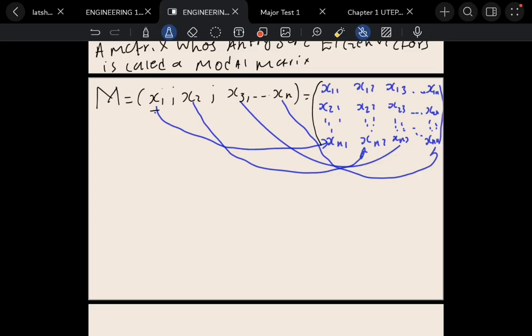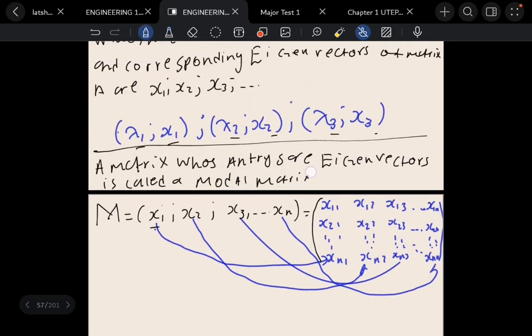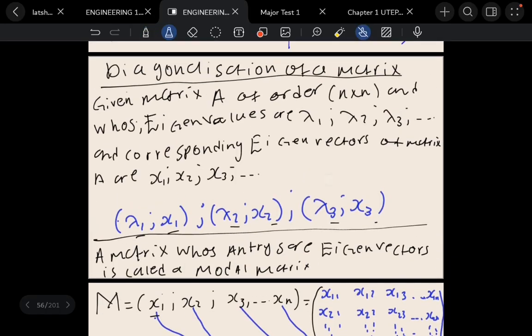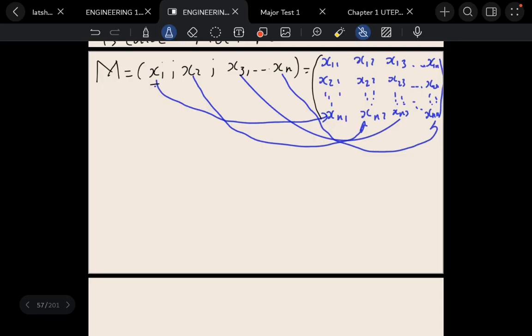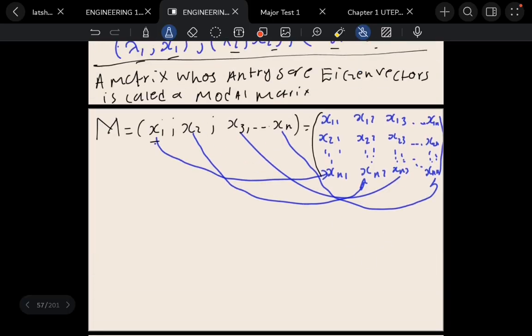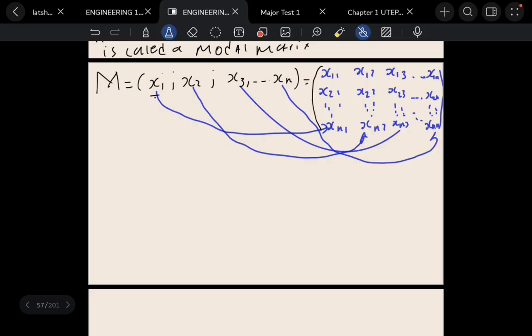Remember, because we didn't specify that you are dealing with a 2 by 2 or a 3 by 3, I simply said it's an n by n matrix. So we have n columns and n rows. That's why your last row has an n and your last column also has an n in it. So this is a modal matrix, a matrix of eigenvectors.